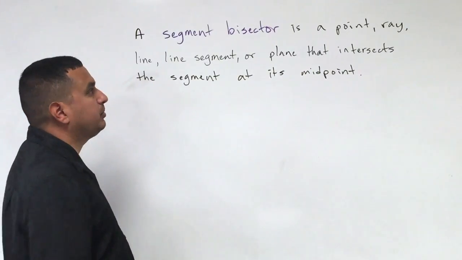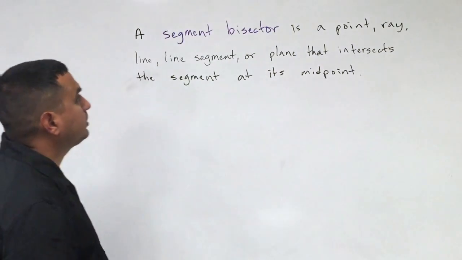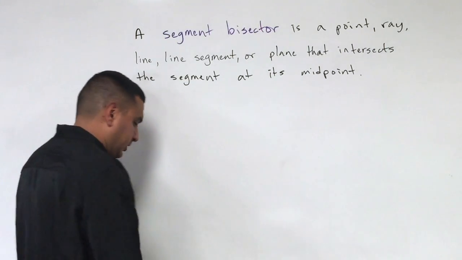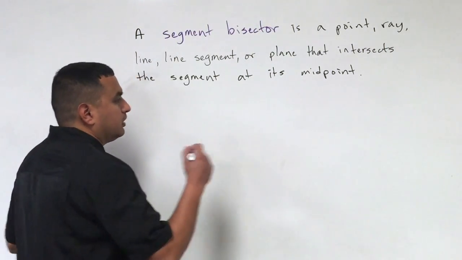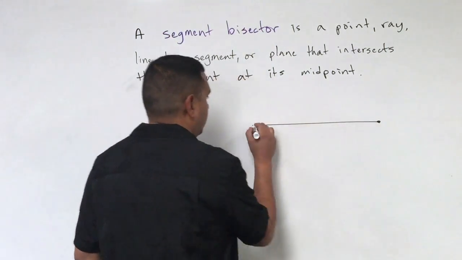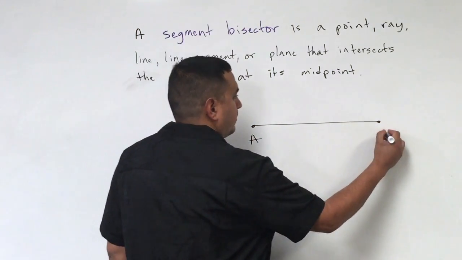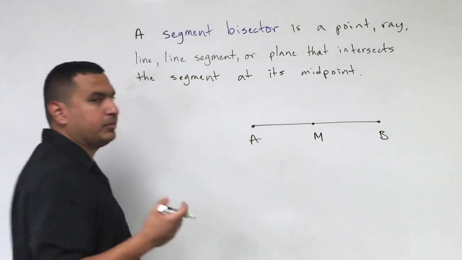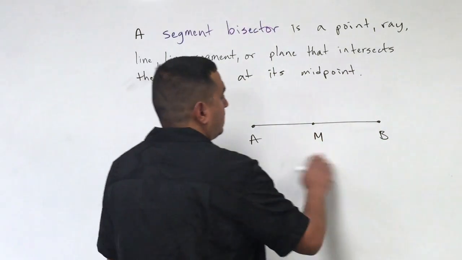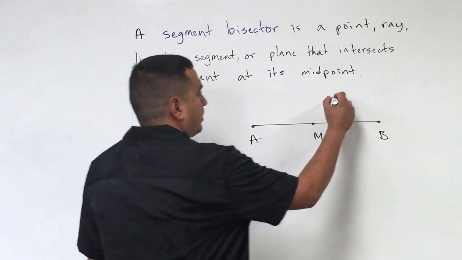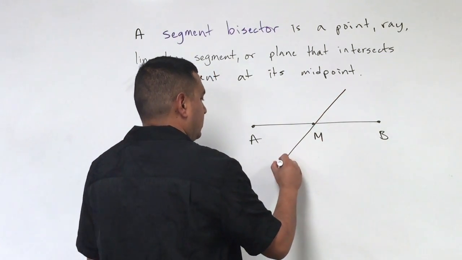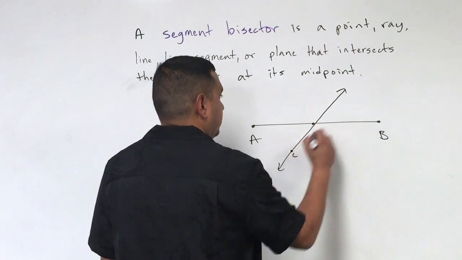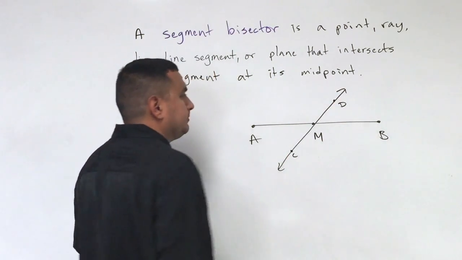Next we have a segment bisector, and a segment bisector is a point, ray, line, line segment, or plane that intersects the segment at its midpoint. So basically, if we go back to our drawing of this segment AB, and M is the midpoint, there's something that cuts through this segment through M. It could be any of our things. Let's just draw a line here and label it CD, say.